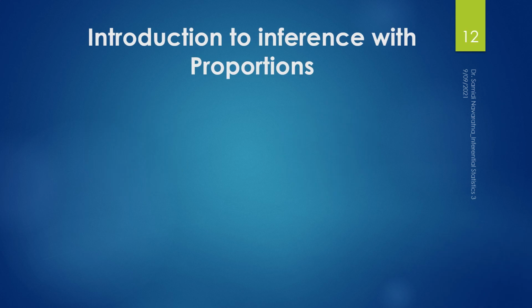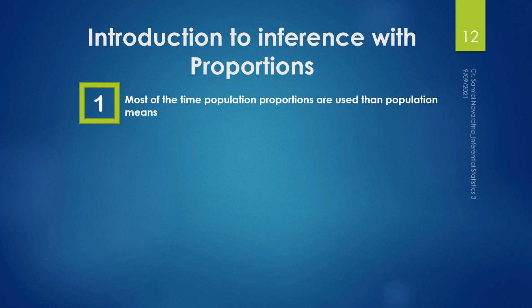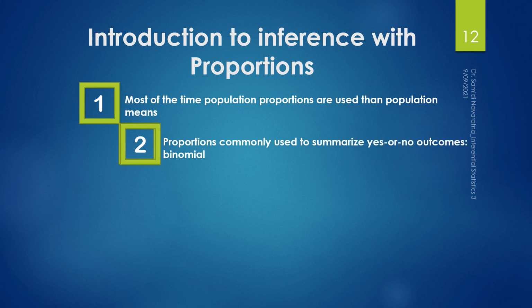Some points you need to remember when you are carrying out a hypothesis test involving proportions. Most of the time, people are not interested in making inferences about a population mean, but rather they are interested in inferences about a population proportion. Then, a hypothesis test involving a population proportion usually has two outcomes. Therefore, they are known as binomial distributions.